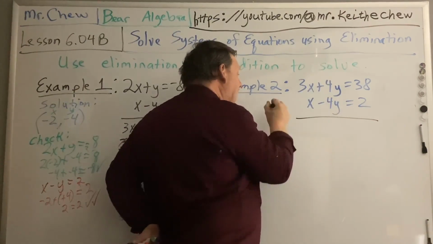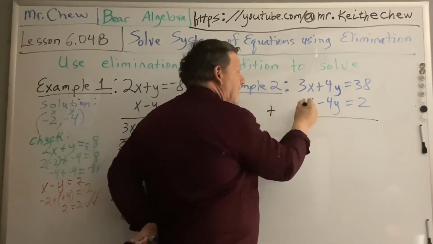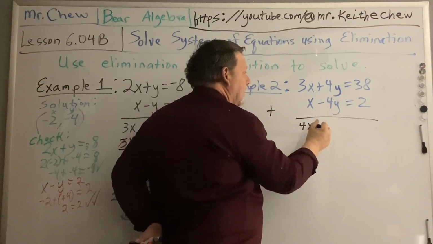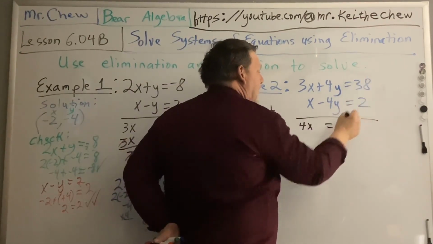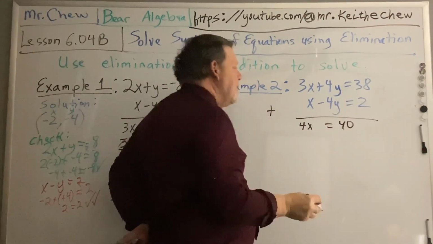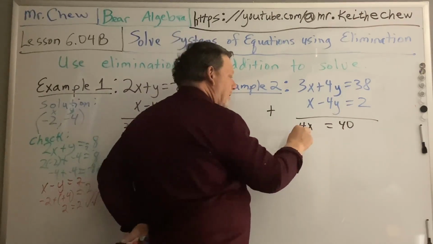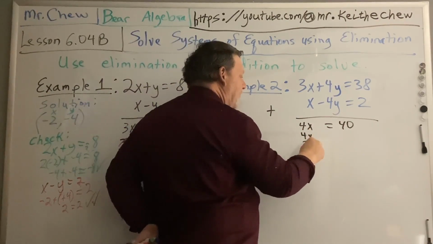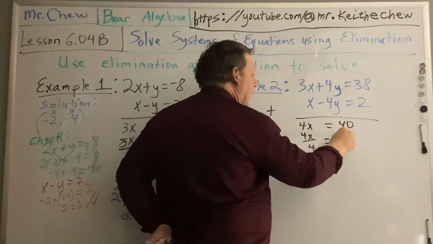So when I add down, 3x plus x is 4x. 38 plus 2 is 40. Now I use the division property of equality to divide the left by 4 and the right by 4.